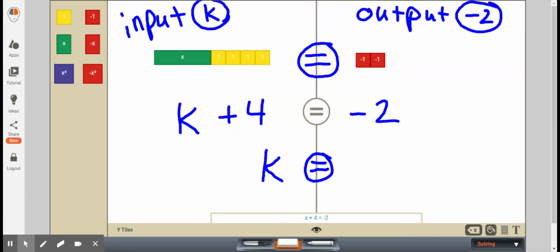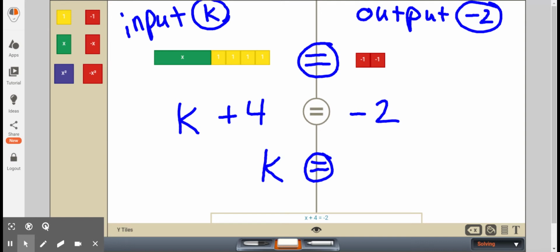Okay, today we're going to look at modeling, solving one-step equations. And we're going to look at the first equation where the variable, let's just say we're going to use the variable k, and whatever k is, we're going to add 4 to k, and then the result is going to be -2. So whatever the number is for k, we're going to input some value for k, add 4 to it, and then we got -2 coming out on the other side.